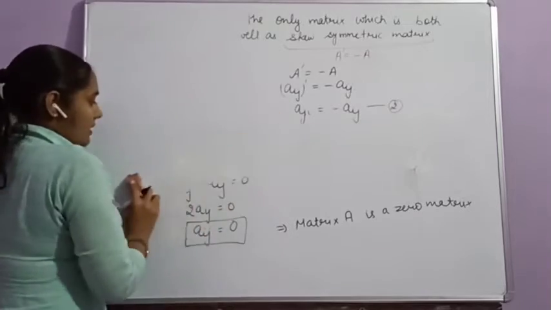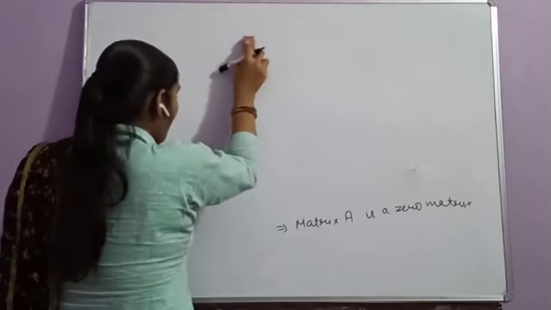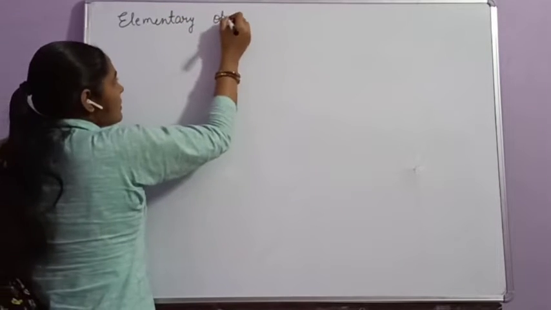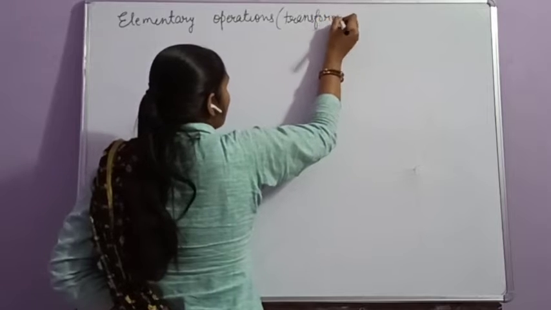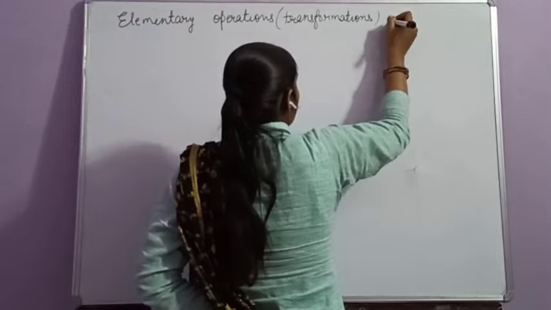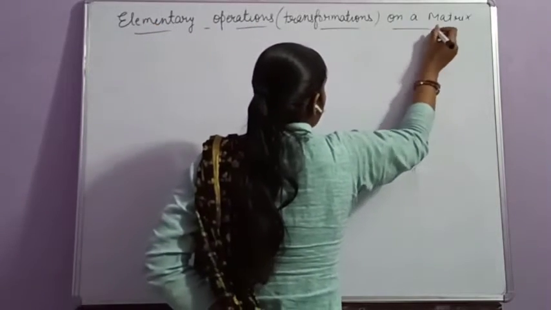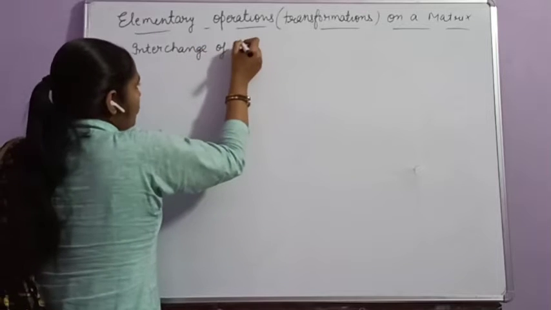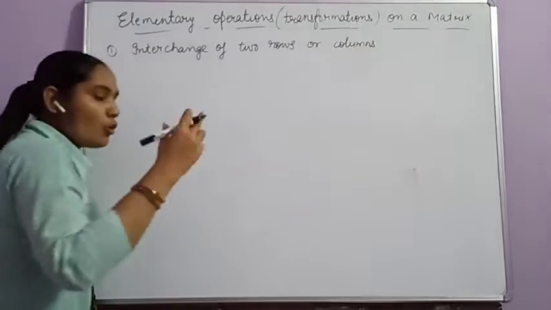Now, today we will discuss how we can find the inverse of a matrix. To find the inverse of a matrix, firstly we study elementary operations or transformations on a matrix applied to find its inverse. First operation is interchange of two rows or columns. We can interchange elements of two rows or columns.